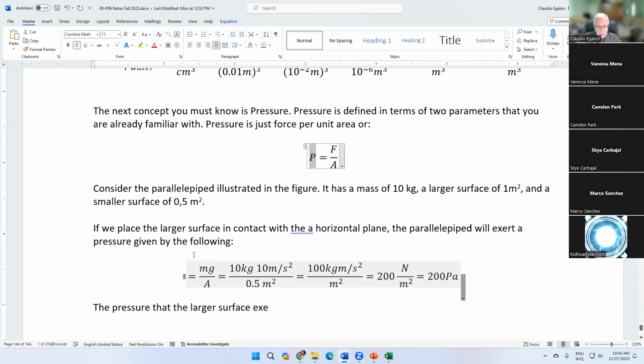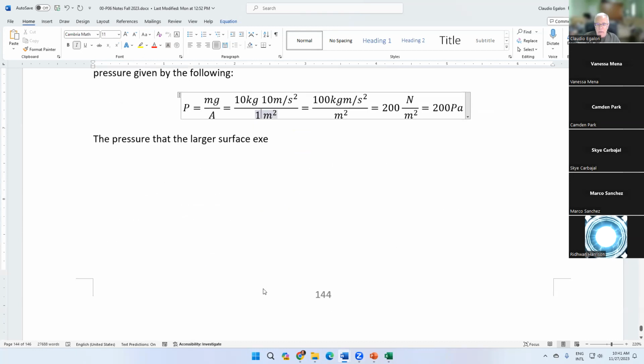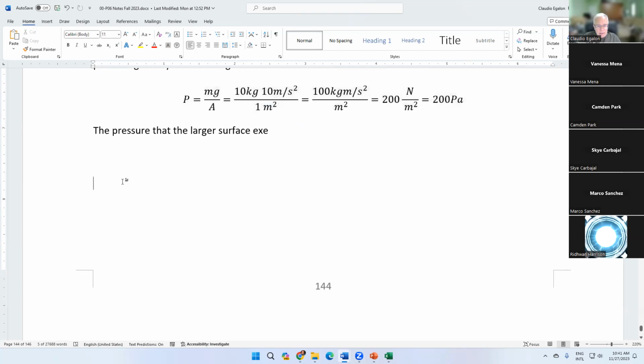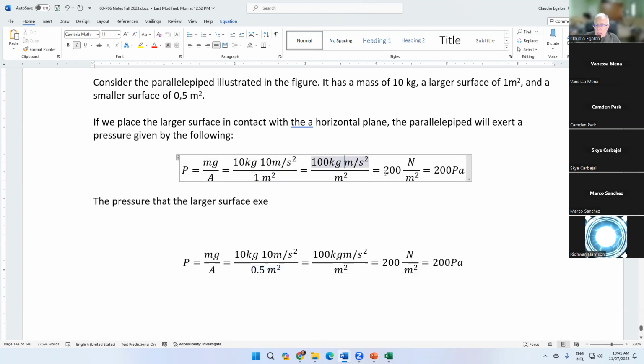Pressure. mg doesn't change: kilograms times meter per second square. Area is going to be 1 square meter according to the drawing, and I'm going to use that later on. Let me paste it here below. And let's not forget here it's going to be half a square meter. So 10 times 10 is going to be 100. This doesn't change. And what are we going to end up having here? 100 kilogram meters per second square is going to be newtons.